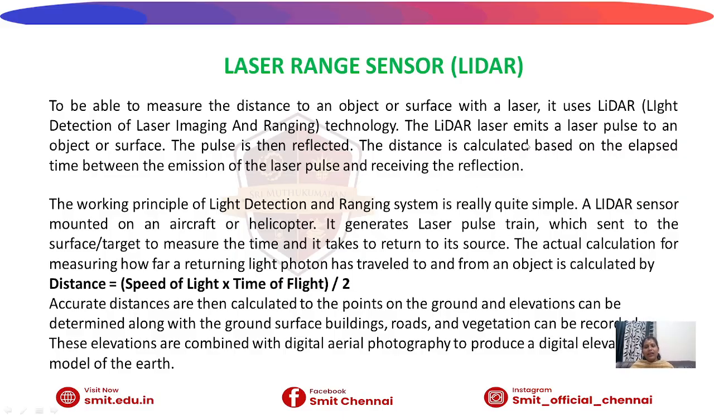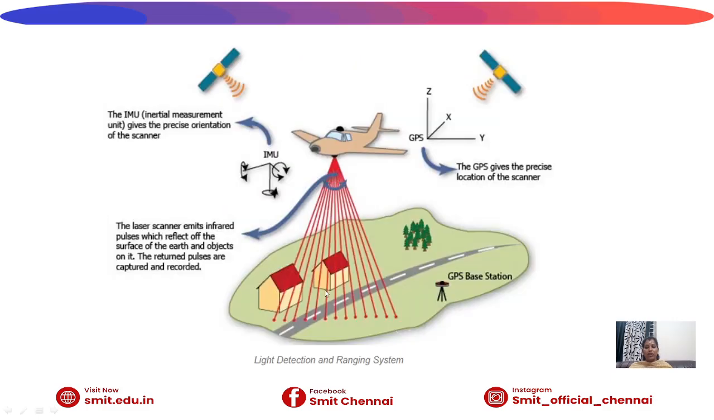So here the LiDAR laser emits a laser pulse to a surface. The pulse is reflected. So we have to calculate the distance from the object to the surface, right? It will be calculated like: distance is equal to speed of light times time of flight divided by 2. Here I explain the concept of a LiDAR.